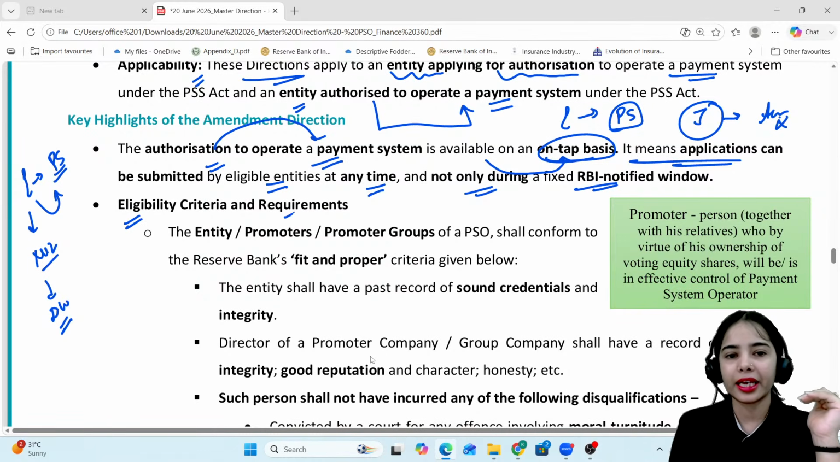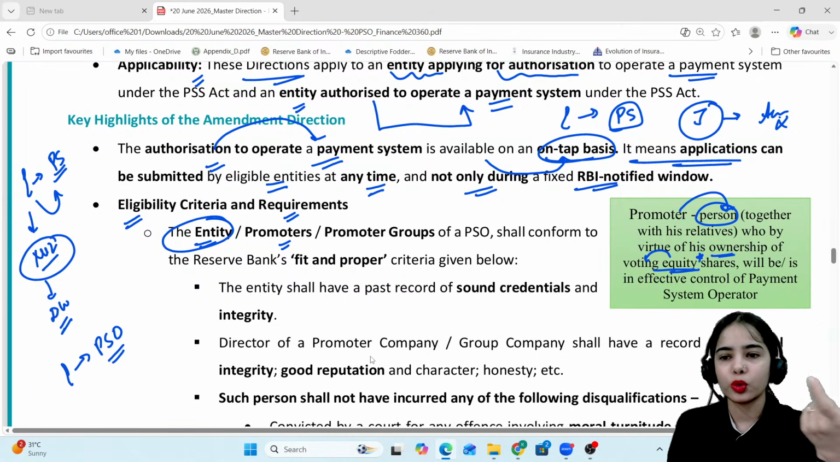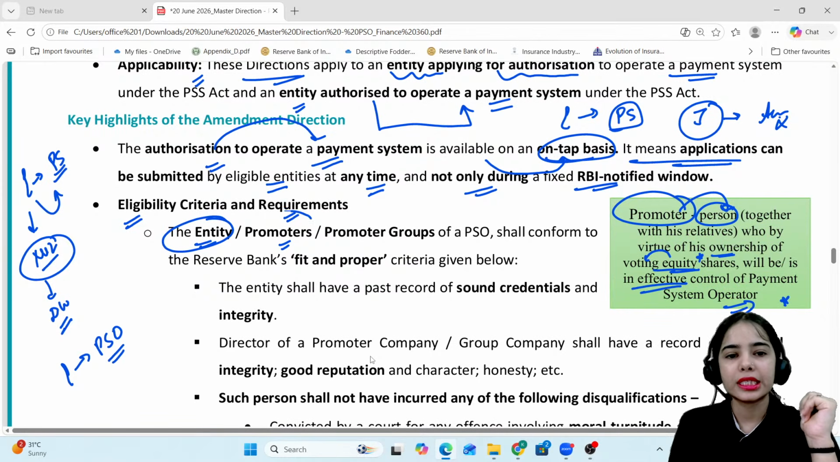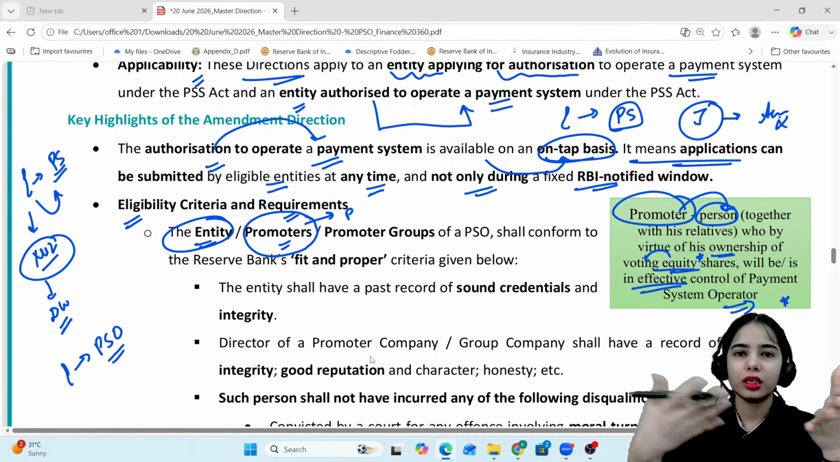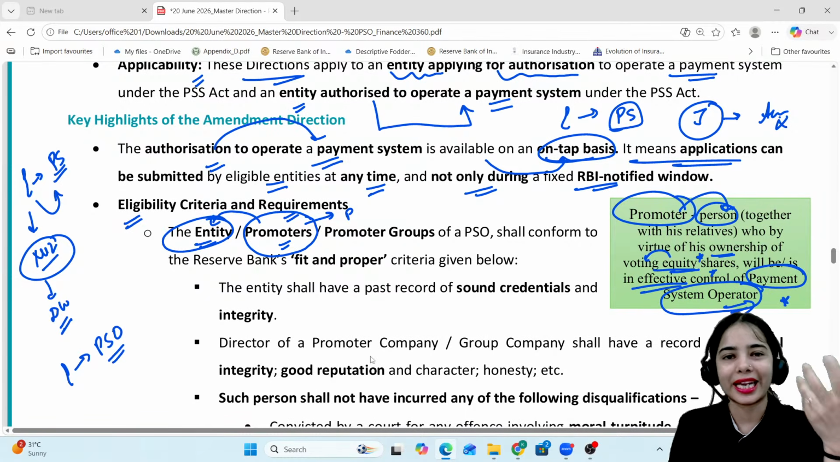There are certain eligibility criteria and requirements. So the entity, the promoter, see the entity that wants to become the payment system operator, XYZ entity, as well as the promoters of that entity. Promoter means a person who, by virtue of his ownership of voting equity shares, so that means this person has shares with voting rights, is the shareholder with the voting rights and is in effective control of the payment system operator. So a promoter is someone who is a shareholder with voting rights and they also have the effective control of the payment system operator. So these are the promoters. So promoter is a person or the relative of the person who, by virtue of the ownership of the voting equity shares, will be or is in effective control of the payment system operator. Okay, is in control of that entity basically.